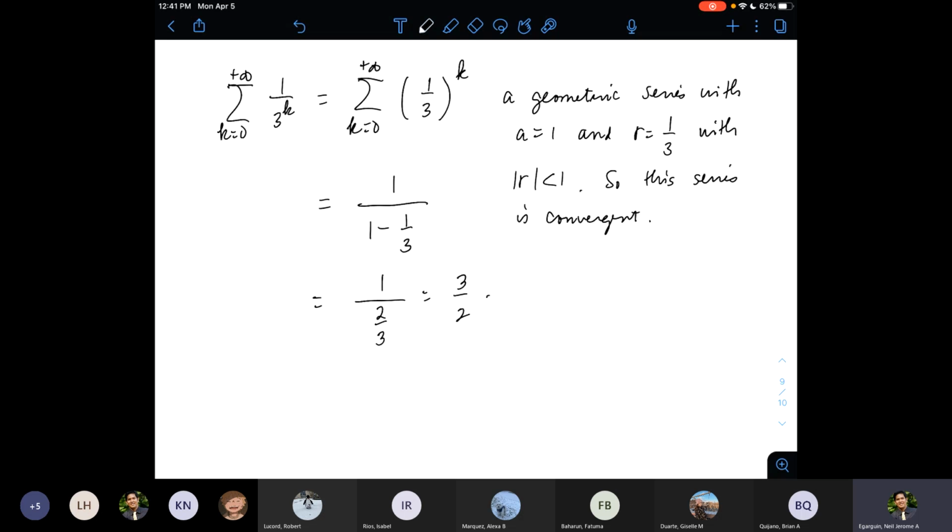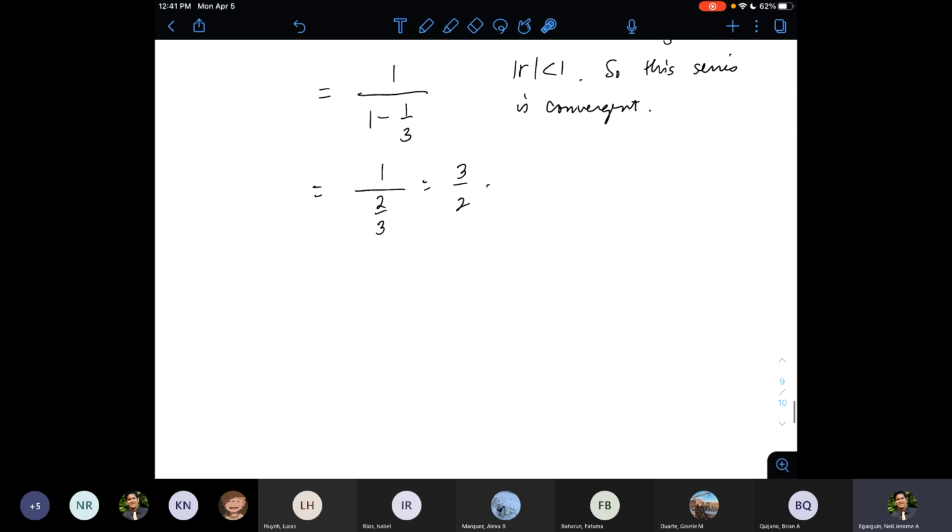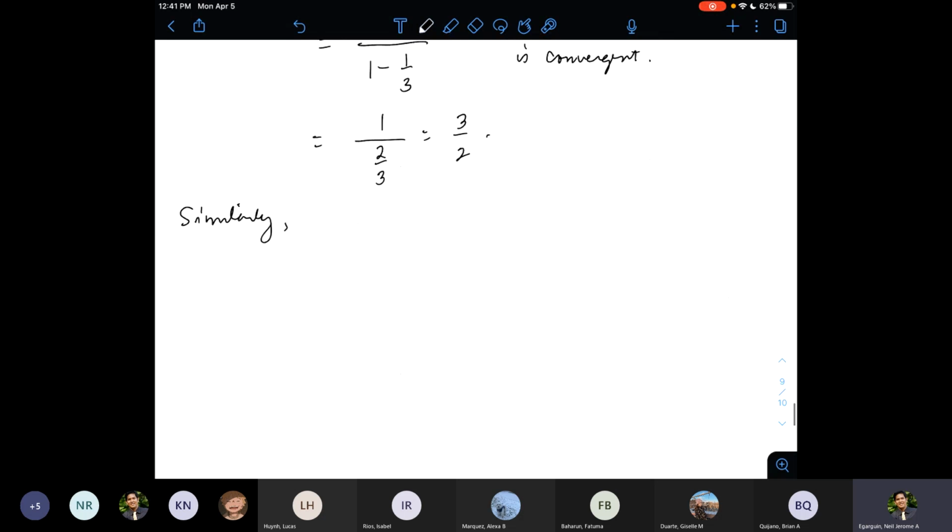And there we go. We expected to get a finite sum because we have concluded that this is a convergent series, because it's a geometric series with common ratio 1/3 with magnitude less than 1. And the finite sum, according to the formula, is equal to 3/2. Okay. Now, similarly, we can look at the second term.